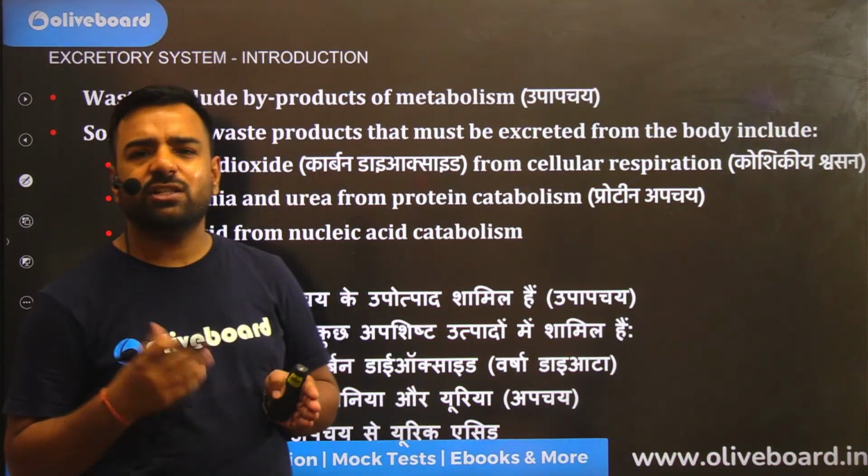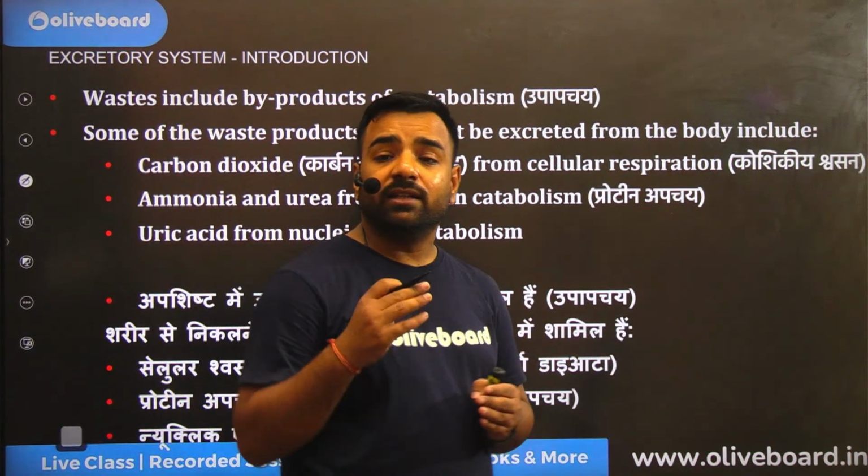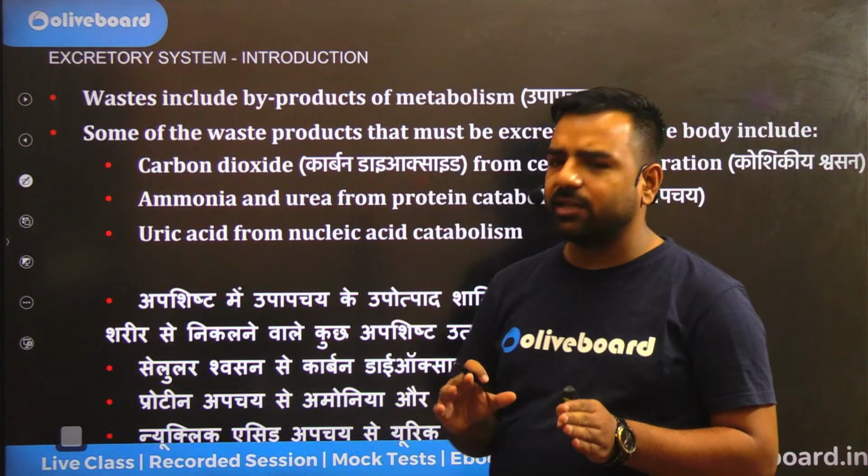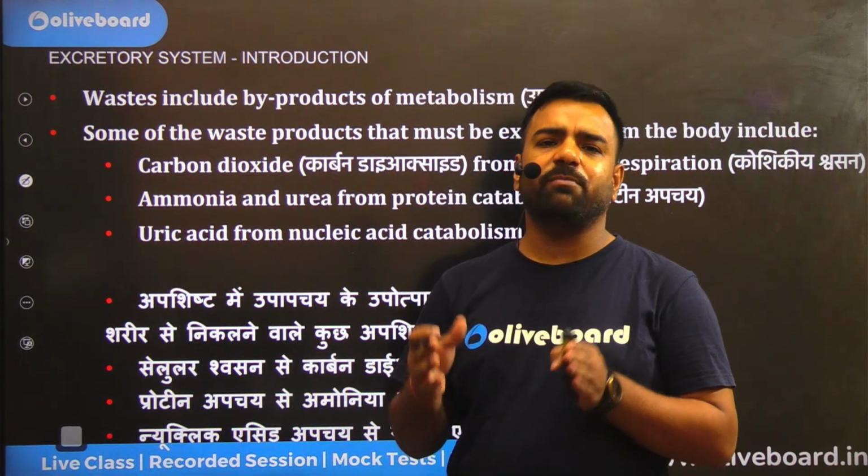So waste is not just urine. We have just discussed urine, but there are other wastes as well. So what kind of waste? Waste which is generated by the process of metabolism. They are actually the byproducts of metabolism.